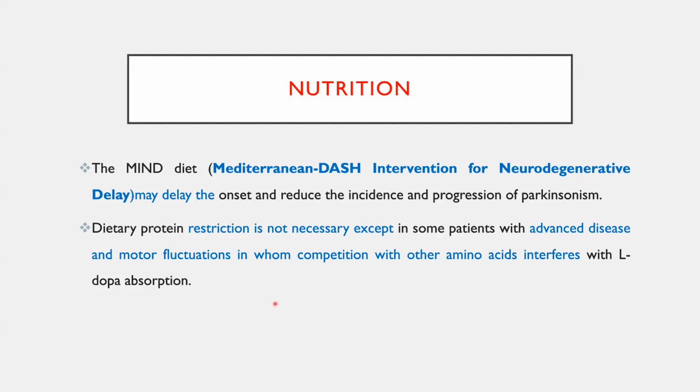Mediterranean diet and DASH diet, you might be knowing. I won't go through them in detail. These are to be followed. And dietary protein restriction is not necessary in the initial part of the disease. As the disease progresses, that is in the later part of the disease course, patients start having motor fluctuations or dyskinesias. At that time, if you give a high protein diet, that will interfere with the absorption of the levodopa. In that setting, better you avoid a high protein diet. Okay, in the later part of the disease, or in patients who have motor fluctuations, better avoid a high protein diet.